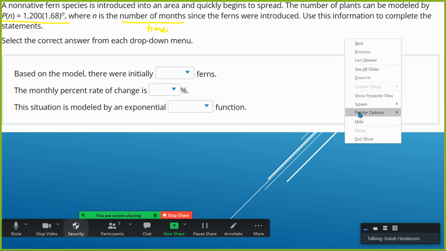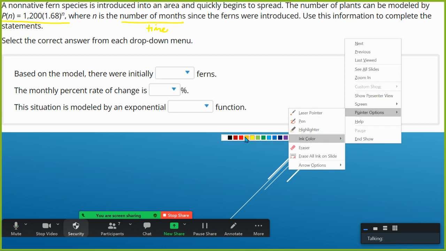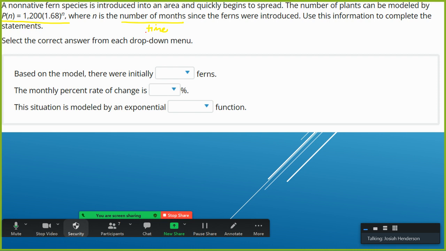Based on the model, there were initially how many ferns? It didn't tell us in the word problem, but looking at the equation, what's in the spot of A? 1,200, right here. That's our starting amount. The monthly percent rate of change is what? Remember, they're asking us what is R. R is what? Rate of change, percent rate. So it's not 1.68. It's not everything in the parentheses, right? It's everything without that 1 plus.